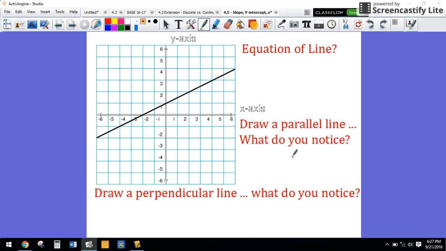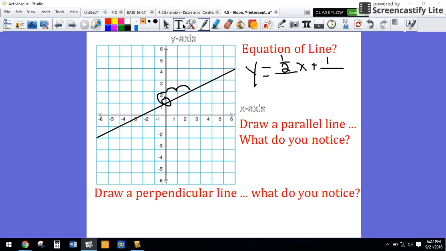All right, so then here it asks us to talk about parallel and perpendicular lines. So first of all, we're going to write the equation of the line. So I've got y equals slope times x plus my y-intercept. My y-intercept is 1. My slope, I count up 1, so there's my numerator. And then I count over 1, 2. So this is the equation of the line.